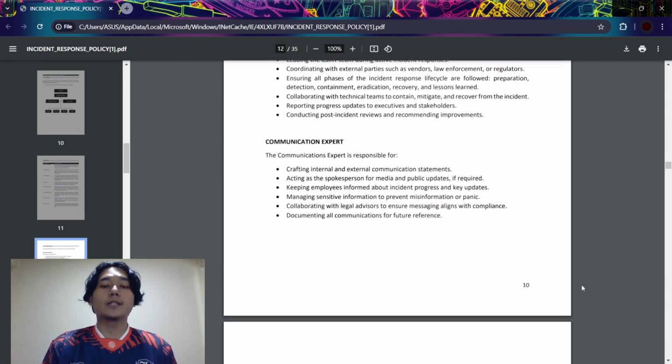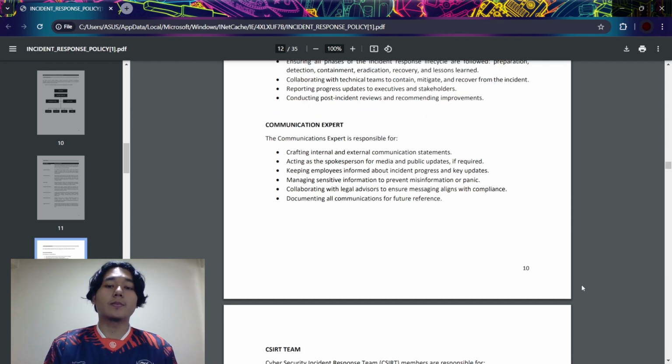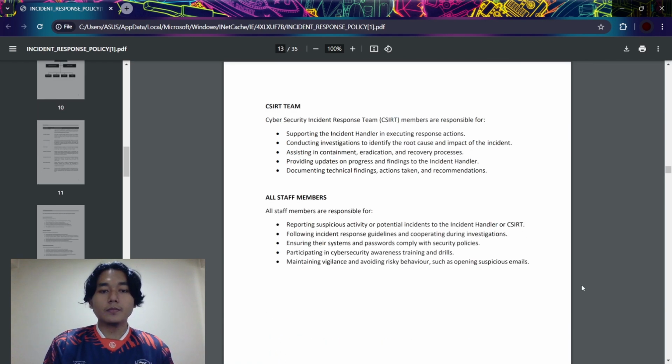For the communication aspect, they are responsible for crafting internal and external communication statements, acting as the spokesperson for media and public updates if required, keeping employees informed about incident progress and key updates, managing sensitive information to prevent misinformation or panic, and documenting all communication for future reference.